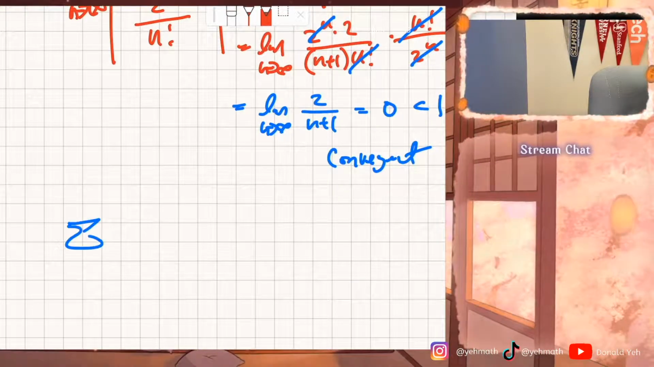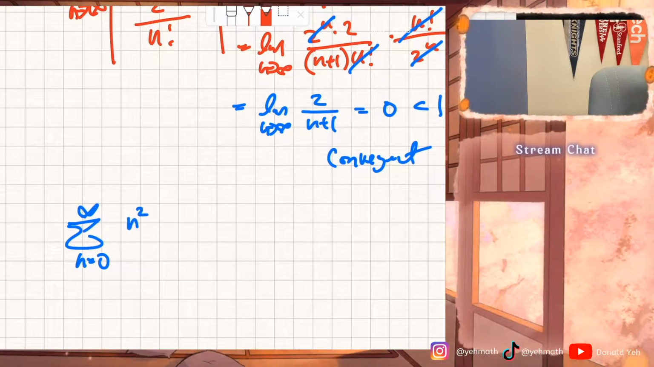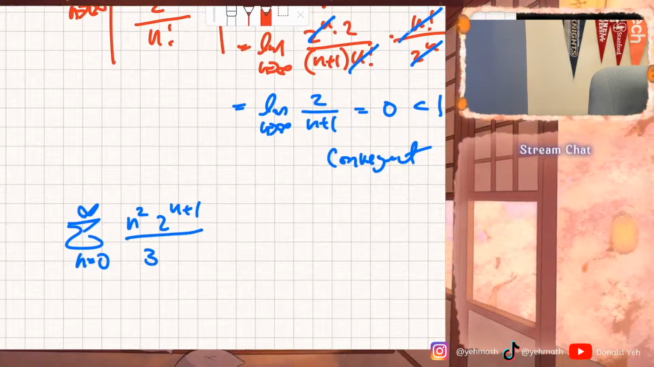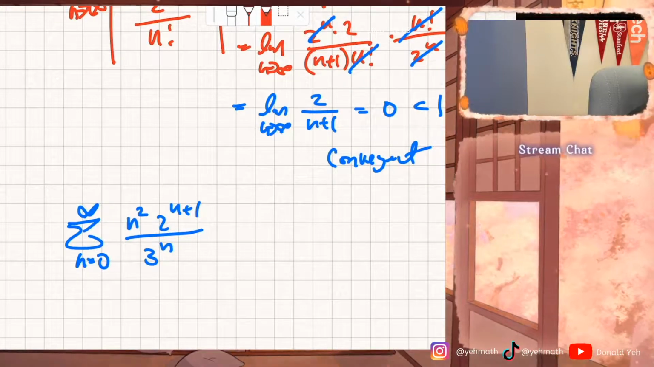I'm going to give you the next question. What is the summation from n equals 0 to infinity of n squared times 2 to the n plus 1 over 3 to the n? Oh, this one? Mm-hmm. Yeah.